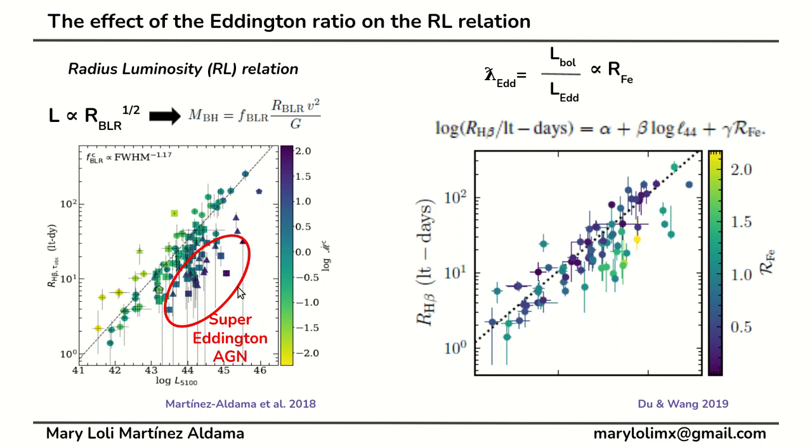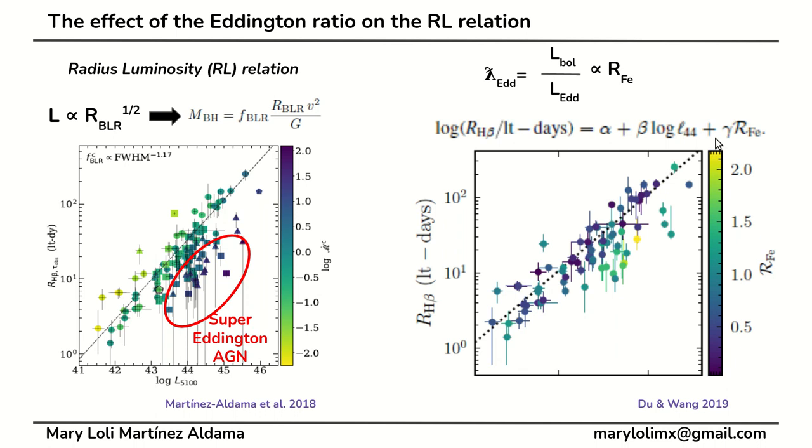So it's very important to apply a correction and to check what has happened, because if we are using the classical radius-luminosity relation or the classical scaling relations to estimate the black hole masses, probably we will not get the correct value. So we can correct the radius-luminosity relation by the accretion rate through the RFe2. That is basically, as I told you before, the intensity of the Fe2 that is driven by the Eddington ratio.